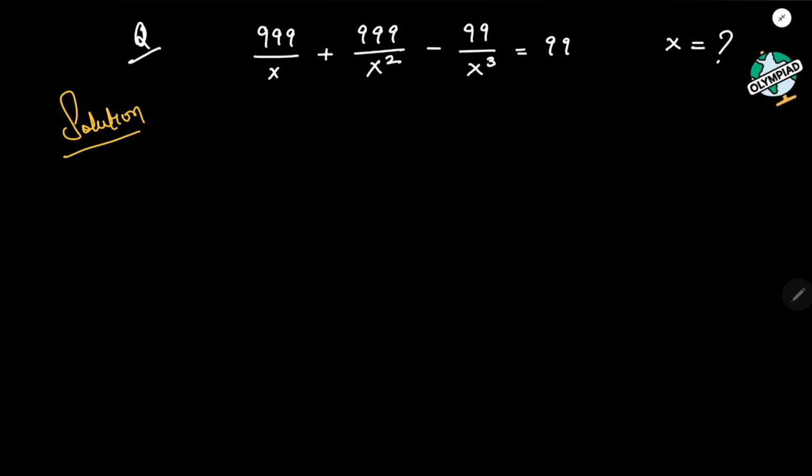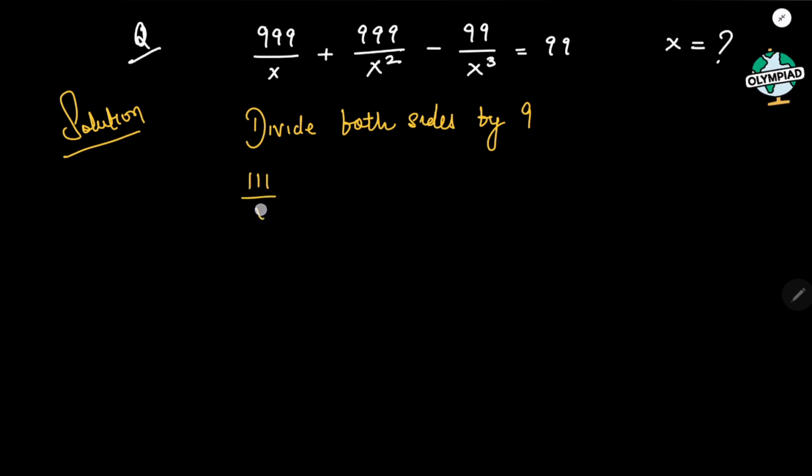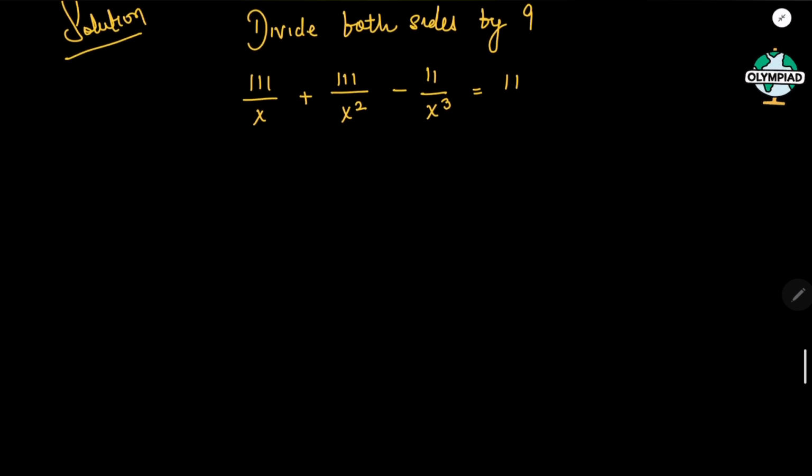First of all, I can see that just by dividing by 9 I can simplify this equation. So what will I do? Divide both sides by 9, right? What will you get? 111/x + 111/x² − 11/x³ = 11, right?